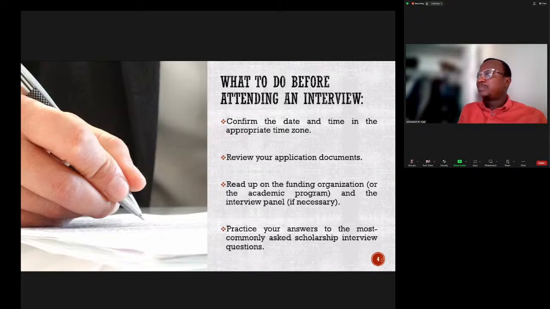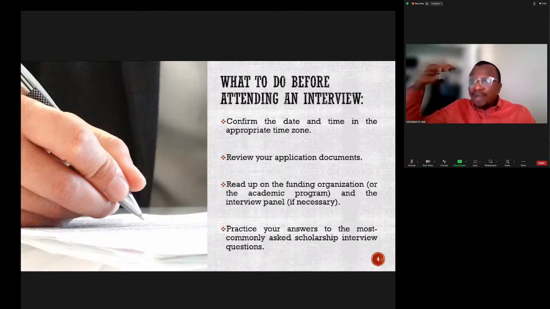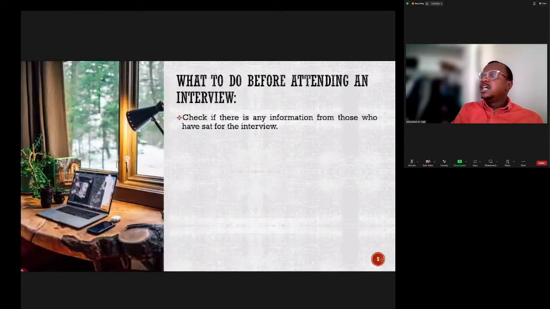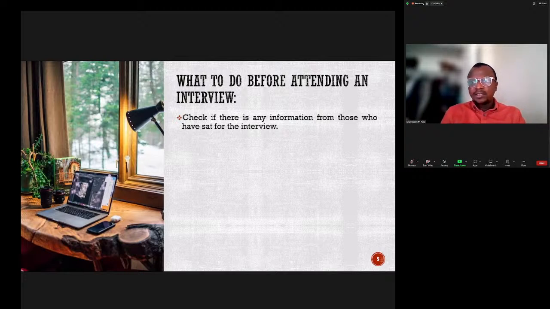Then practice your answers to the most commonly asked scholarship interview questions. Practice them. Write the prompt on a sheet of paper. Practice, practice, and practice. But I need to emphasize this: sometimes, for example, for the scholarship interviews I did for Commonwealth and the Japanese MEXT, I remember during that day, some people went ahead, and after they were done, I was able to ask them questions.